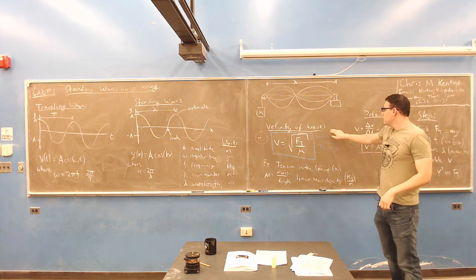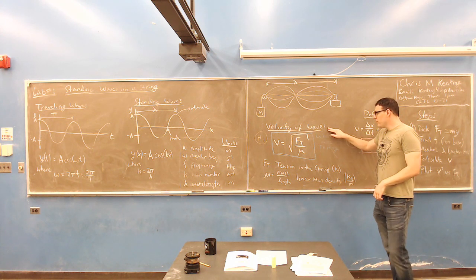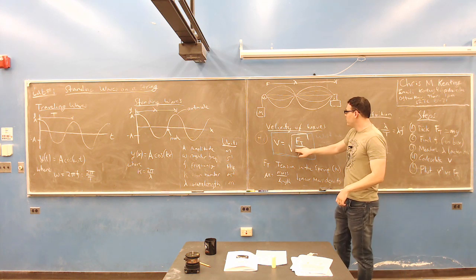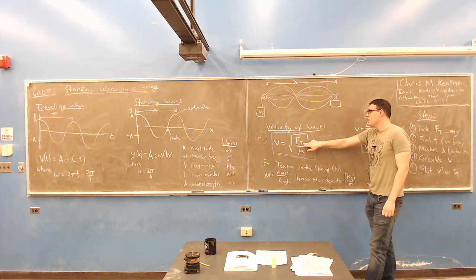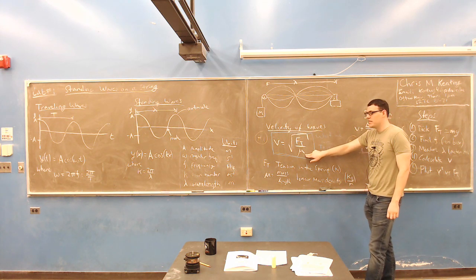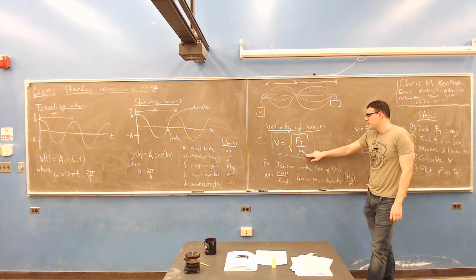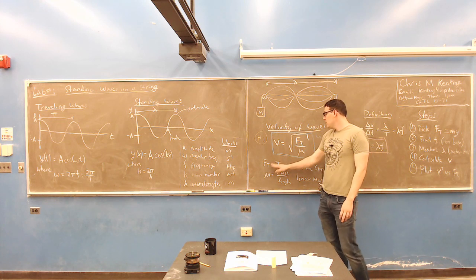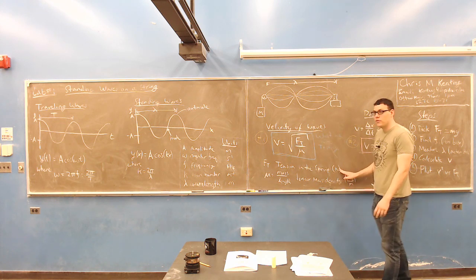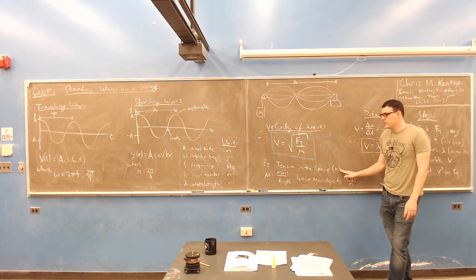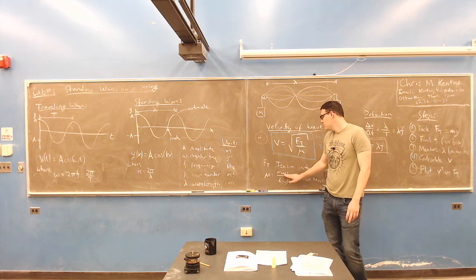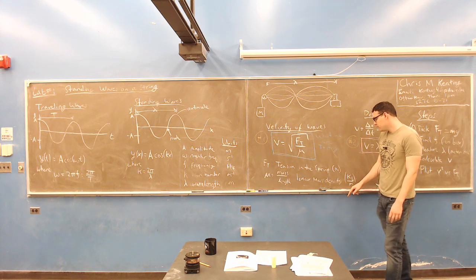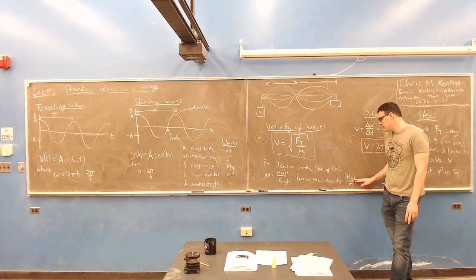All right, the velocity of a traveling wave, we have a formula for that. The velocity is equal to the square root of the tension over the mass per unit length. And so F sub t is the tension, which has units of newtons, force, and then mu is mass per unit length. It's called the linear mass density, and it's kilograms per meter.